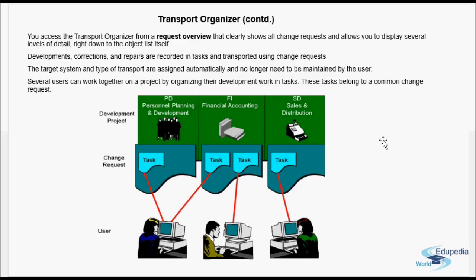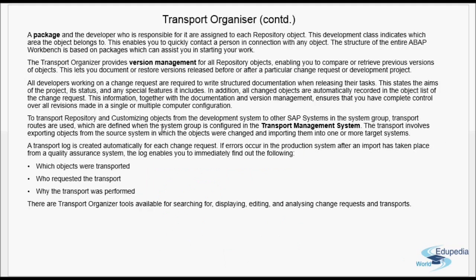So what we should know is that a change request should have at least one task, and it can have more than one task also, and users are assigned to work on change requests. A package and a developer who is responsible for it are assigned to each repository object. This development class indicates which area the object belongs to. This enables you to quickly contact a person in connection with any object. The structure of the entire ABAP workbench is based on packages which can assist you in starting your work.